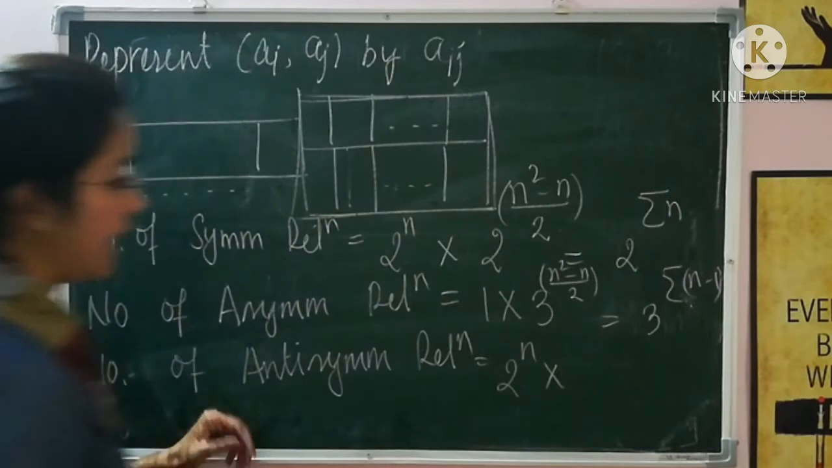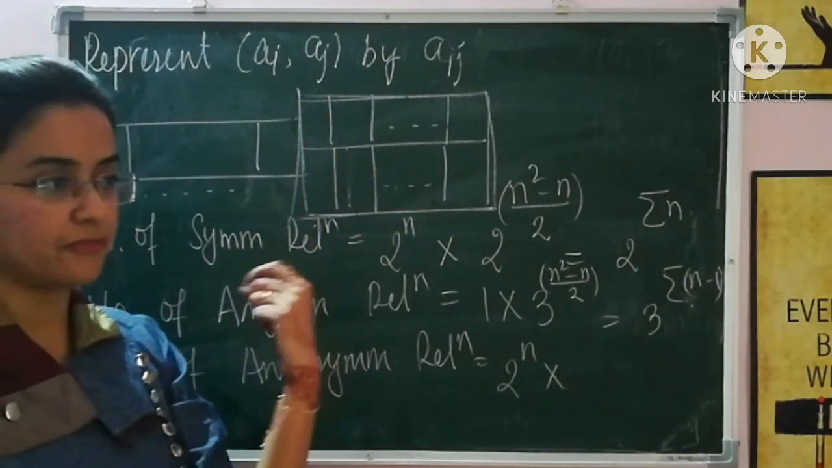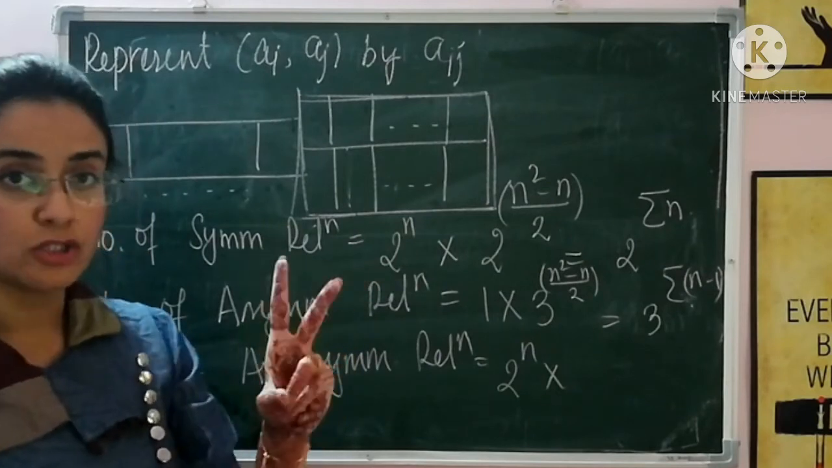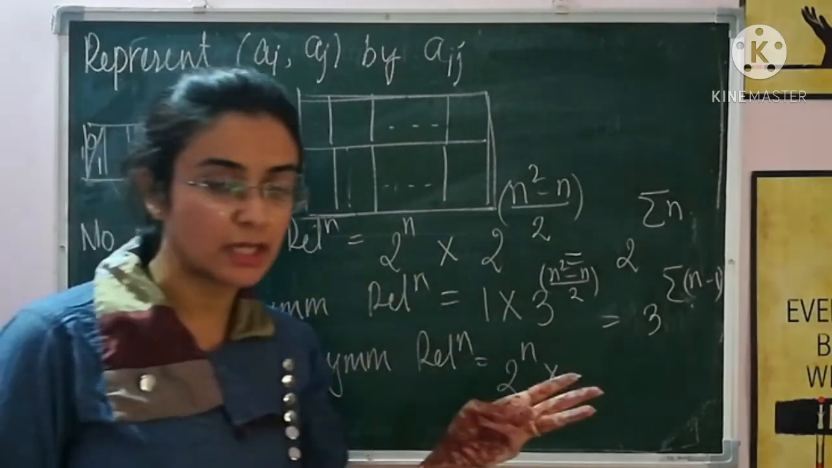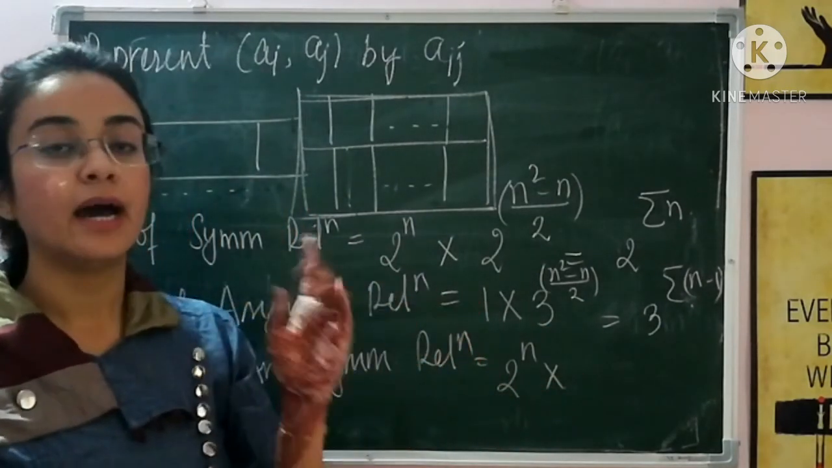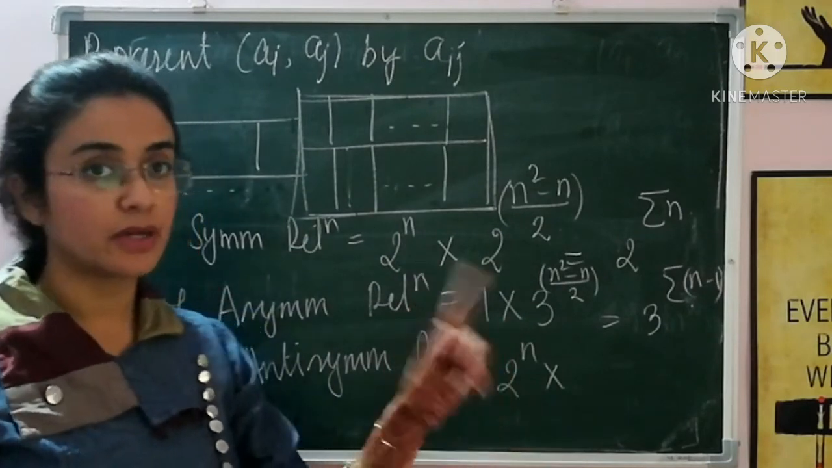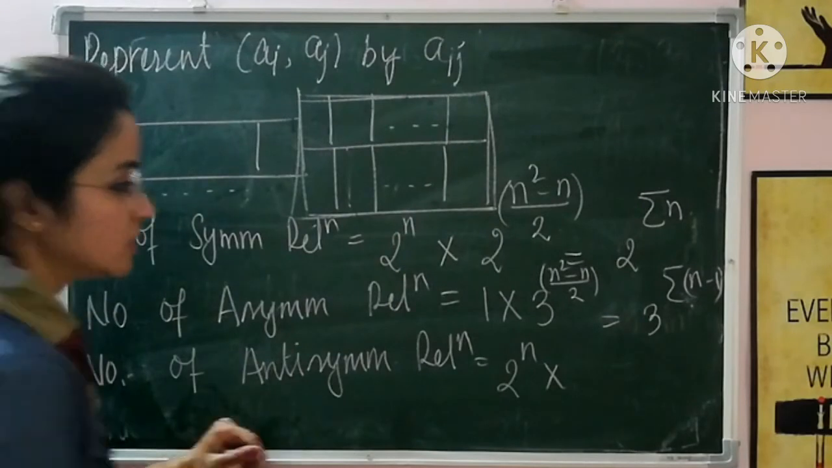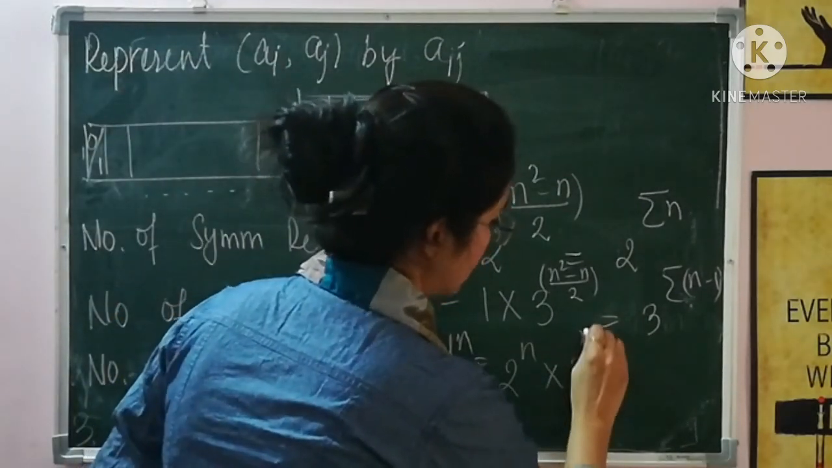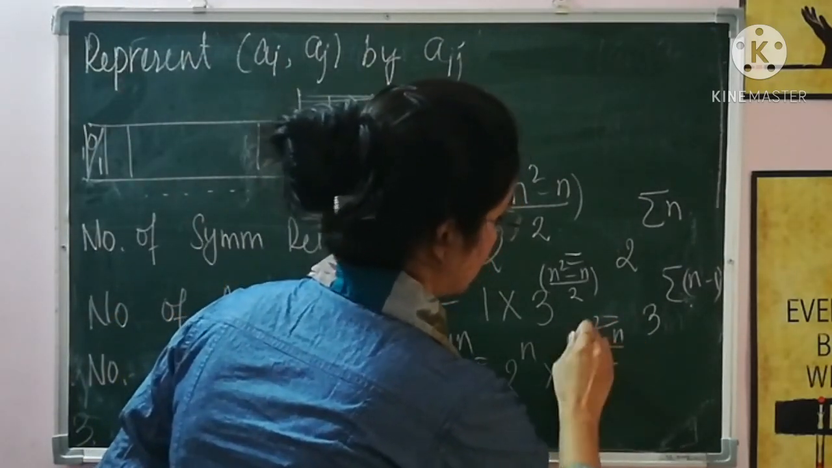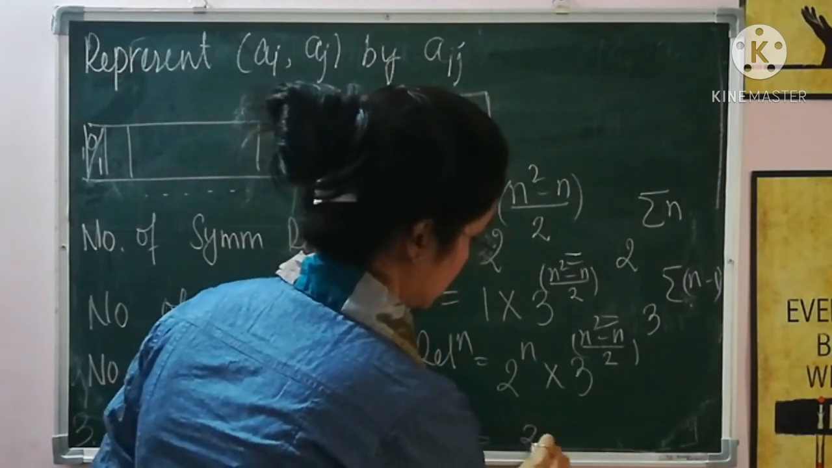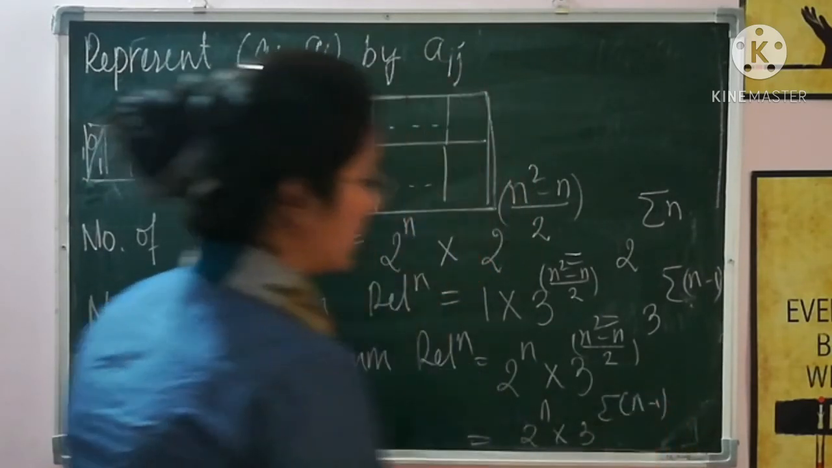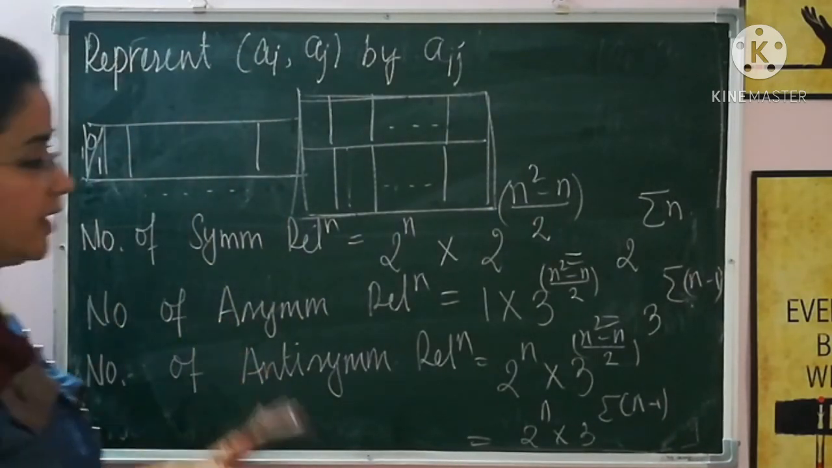And here again either I'm skipping both of them, I'm choosing AI comma AJ, not choosing anything else, or I'm choosing AJ comma AI, not choosing anything else. I cannot choose both of them together because that will force them to be equal और इस box में equality नहीं हो सकती. So again there are 3 ways and the number is this much, right? So this is 2 raised to the power n into 3 raised to the power summation n minus 1. So this is how we do counting.